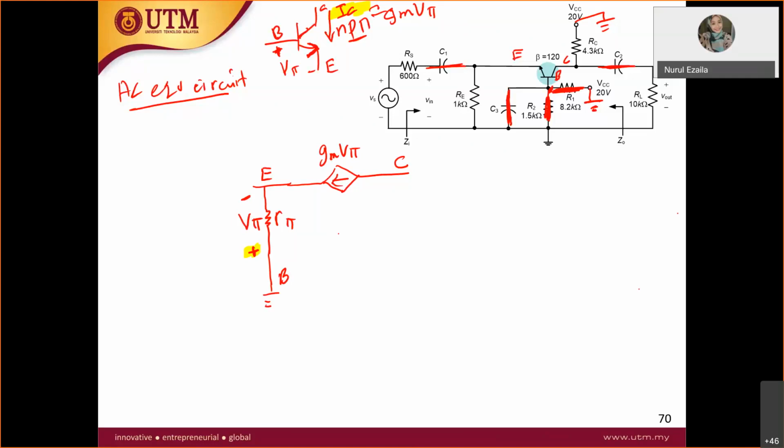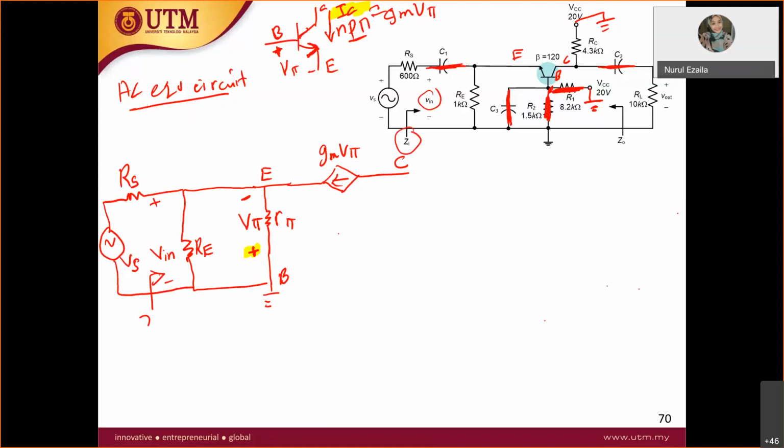So at the emitter, what do you have? You have resistor RE to the ground. Then at the collector, capacitor C1 is short, and then you have RS and VS over here. Do not forget to put your V in. So this is your V in. Z in is before RS, so this is your Z in. What else? Nothing else.